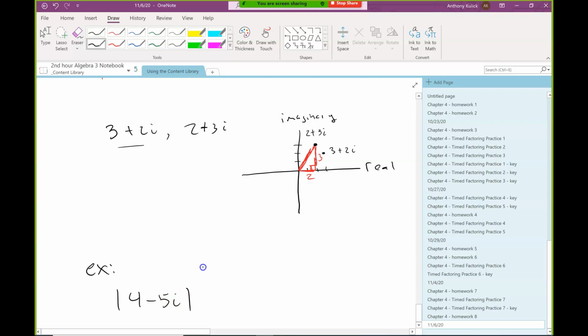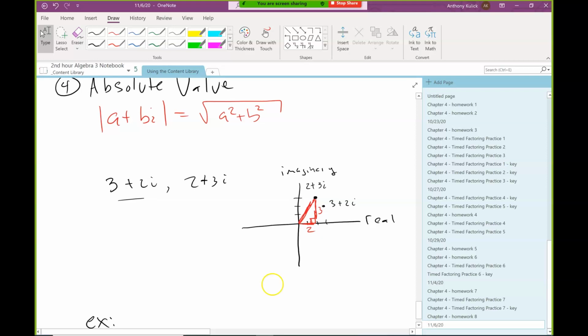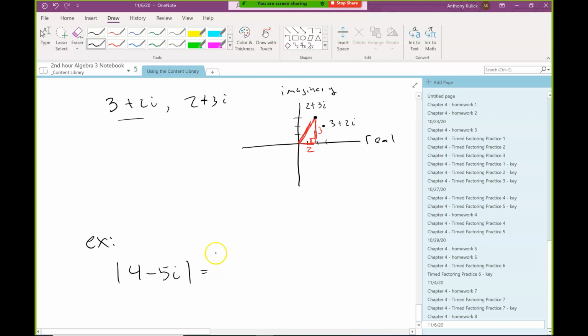So if I was to do the absolute value of 4 minus 5i, all I'm going to do is the absolute value of 4 squared plus the absolute value of negative 5 squared, which would be 16 plus 25, or the square root of 41. And we're done. Everybody okay there? No big deal, right?